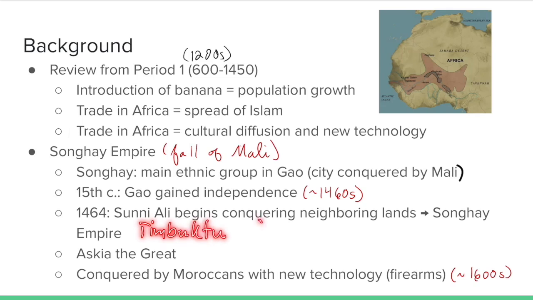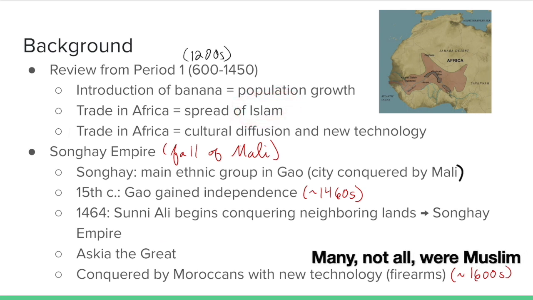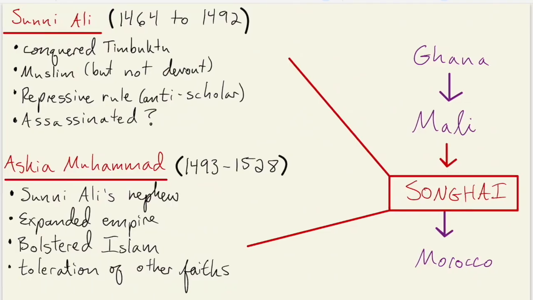which, remember, in addition to being a center of Islamic learning, is also a center of trade, meaning that it makes a lot of money. Now, he is Muslim, but he's not particularly devout. He's Muslim because everyone in Africa during this time is Muslim due to the cultural diffusion of Islam along the Saharan trade routes. So he's not really devout. He's very anti-scholar. In fact, under his rule, you get repressive policies. So he was repressive and he was anti-scholar.